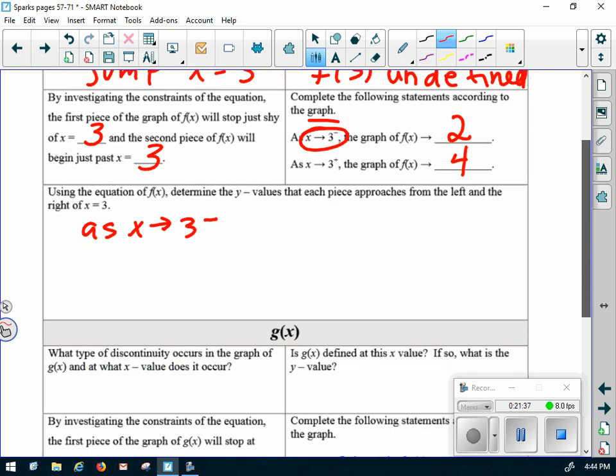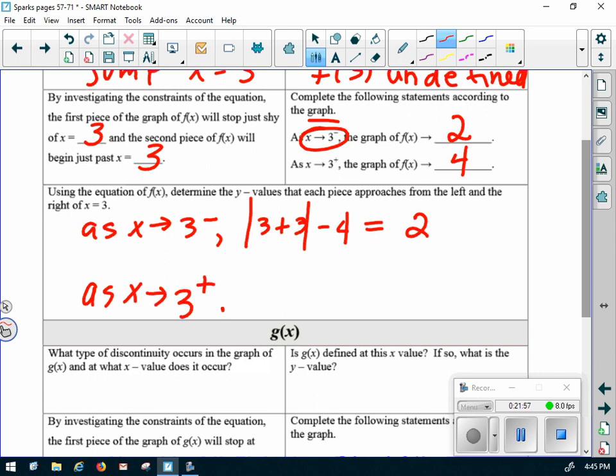So as x approaches 3 from the left, we have the absolute value of 3 plus 3, minus 4. So what's that? 6 minus 4 is 2. Now notice, we never get to 2, but we get closer and closer and closer.